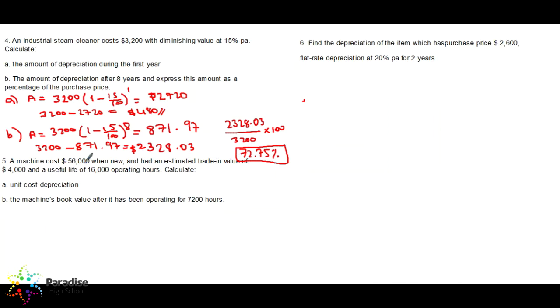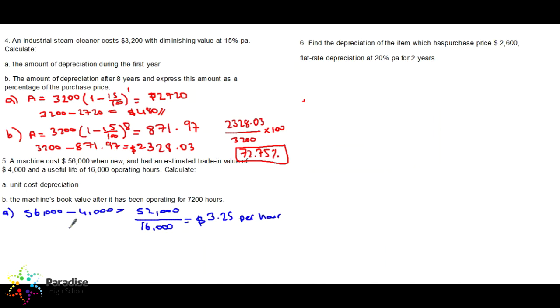A machine cost 56,000 when new and had an estimated trade value of 4,000 and useful life 16,000 operating hours. Be careful, this is unit cost, isn't it? 16,000 operating hours. Per hour it loses value. Unit cost depreciation, calculate. So how do we calculate how much it loses value per unit? So 56,000 is the initial price, scrap value is 4,000. So how much it depreciated? 52,000. It depreciated 52,000 in 16,000 operating hours. So I will divide it to 16,000. 52 divided by 16. That makes $3.25 per hour. It loses value.